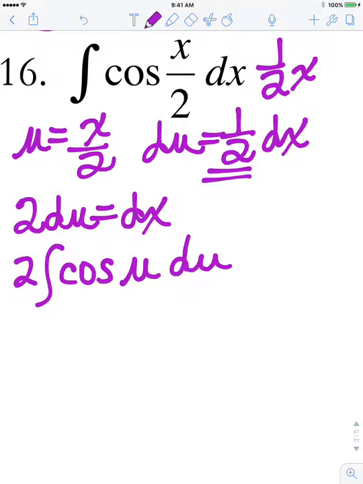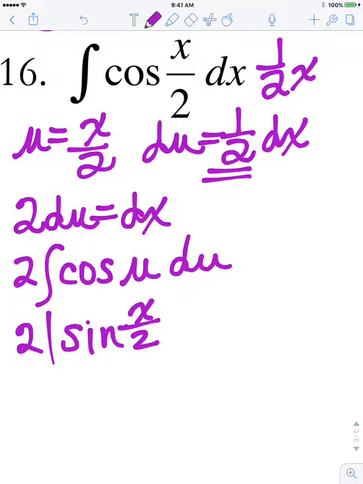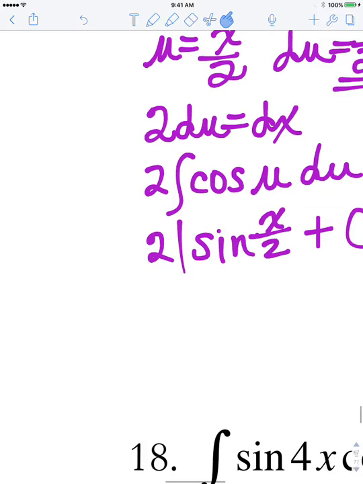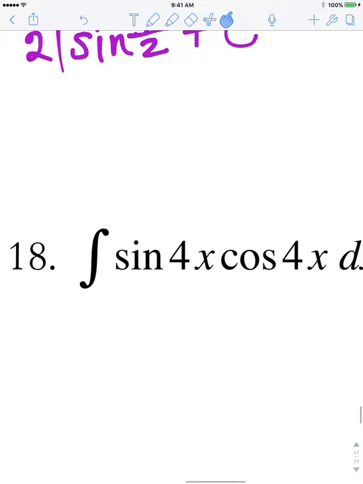And when I integrate, this ends up being 2 times the sine of x over 2. I'm kind of just resubstituting because we're just about done. Plus c. And we're done. So 2 times sine of x over 2 plus c. Okay, let's find another one.